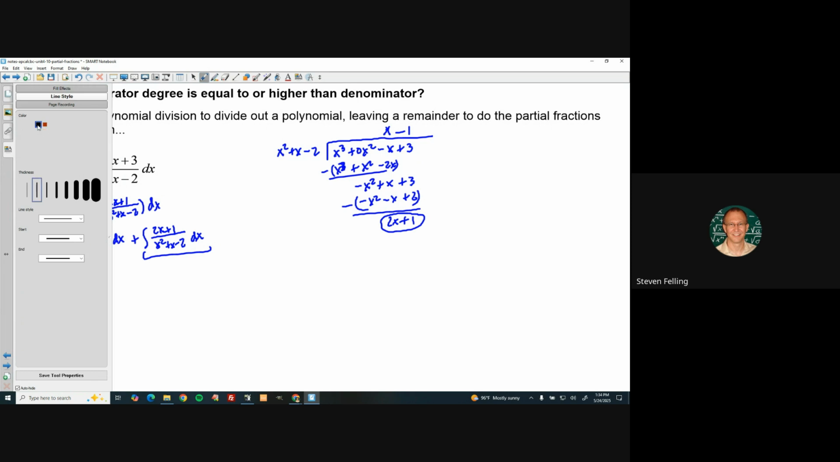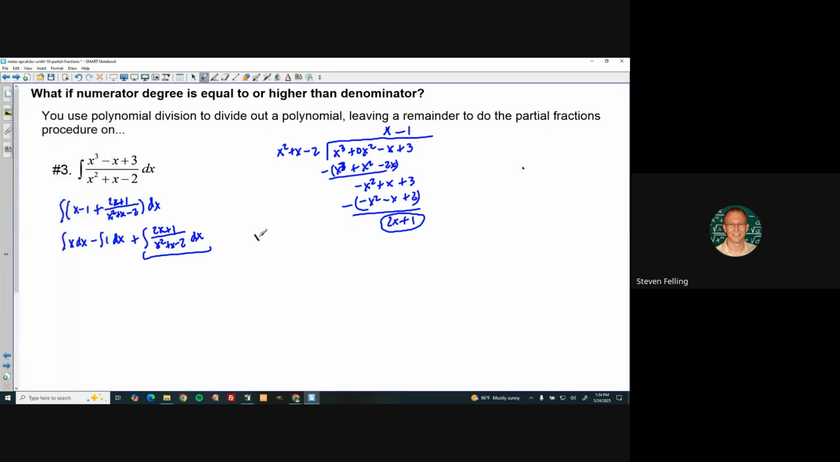So let me switch colors here and let's work with that. Does x² + x - 2 factor? I think it is (x + 2)(x - 1). Let's see, what does that turn out to be? Plus 2 minus 1? Yeah, plus 2 minus 1. So that means I could rewrite this as (2x + 1)/((x + 2)(x - 1)).